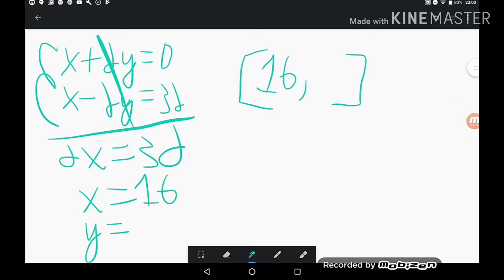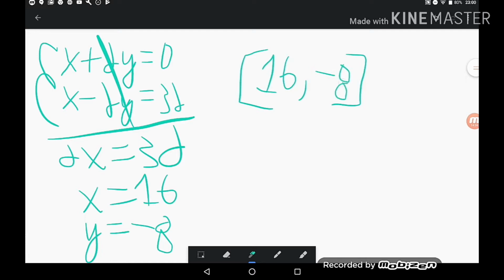Now, we plug that 16 back into the equations above. So starting with the top one, 16 plus some number gives us 0, so we know that an additive inverse, which is negative 16, has to give us that 0. And so 2y equals negative 16, and we would know that negative 8 times 2 is negative 16. Therefore, we know that y equals negative 8.